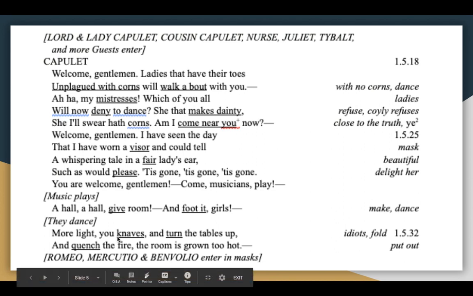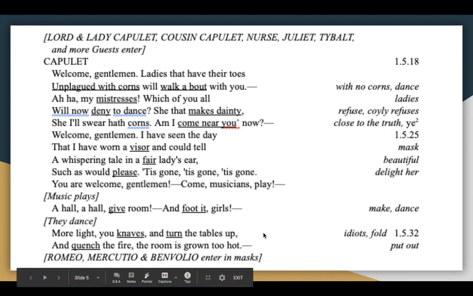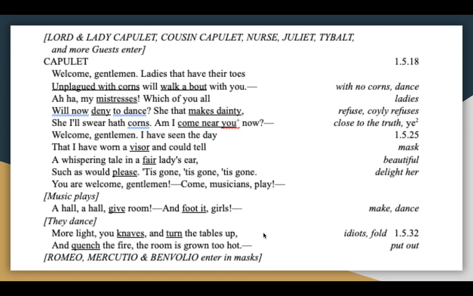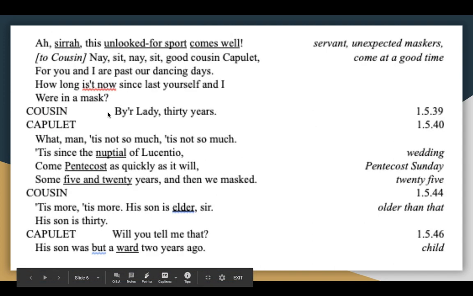"More light, you knaves," you idiots. "More light, you knaves, and turn the tables up and quench the fire. The room has grown too hot." So he's just giving orders now. The way he speaks, I get the impression that he's quite drunk and he's having a good time. He's shouting, he's calling the servants idiots, he's barking orders at them, and he gives me the impression of a man who's drunk and he's just controlling the party to have a good time and make sure everyone else is having a good time. Then Romeo, Mercutio, and Benvolio enter in masks.